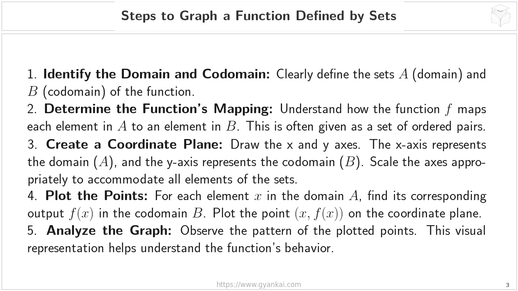Step 4, plot the points. This is where the mapping from step 2 comes into play. For each element, let's call it x, in our domain A, we find its corresponding output, which is f(x) in the codomain B. Then we plot the point with coordinates (x, f(x)) on our coordinate plane.